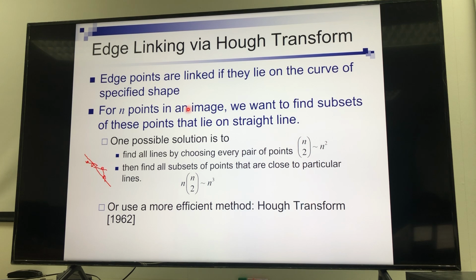Next is edge linking using the Hough transform. Edge points that are linked using the Hough transform is basically global processing. This is what we do. Edge points are linked if they lie on the curve of a specific shape. You could use local processing.